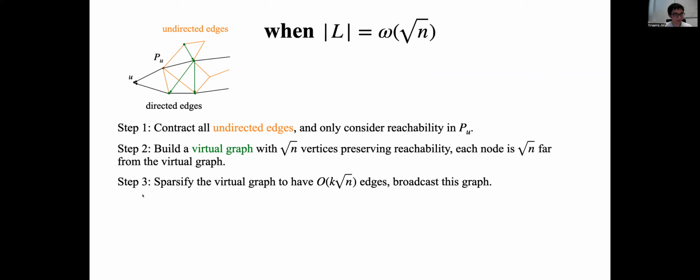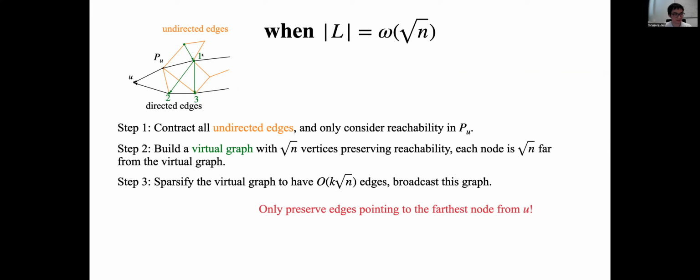The crucial part is that we show we can sparsify this virtual graph to have only k times root n edges. So in that case, we can just broadcast this graph efficiently, and each node can just locally compute the reachability in this virtual graph. And the idea to sparsify the virtual graph is that we only need to preserve edges pointing to the farthest node from U in each path.